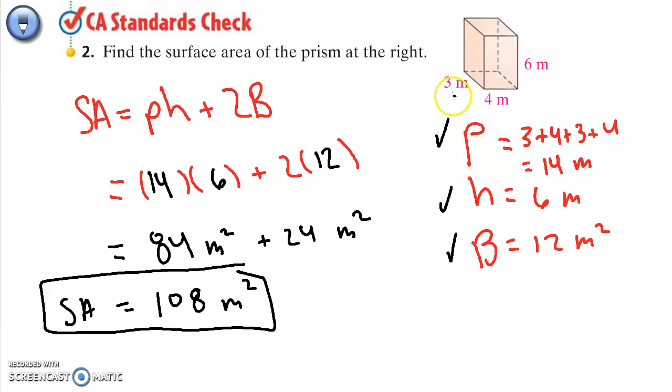The area of the base is just going to be 3 times 12 because this is a basic rectangle. I plug in all of my information. 14 times 6 is 84. 2 times 12 is 24. I add all these together, and what do I get? 108 square meters, because we're talking about surface area, and area is square area. So if you need to pause the screen to copy this down, I understand.